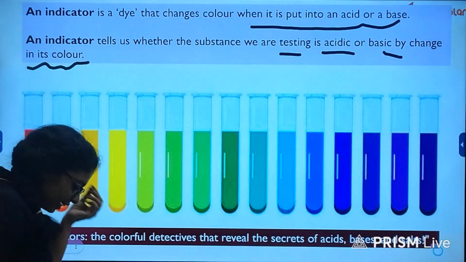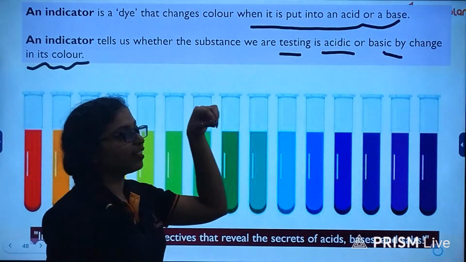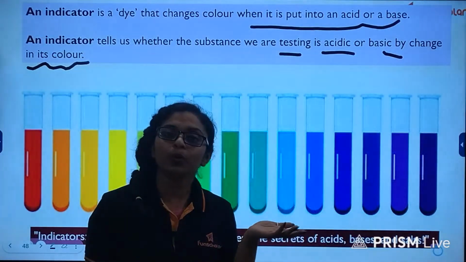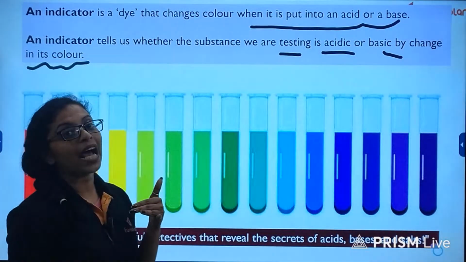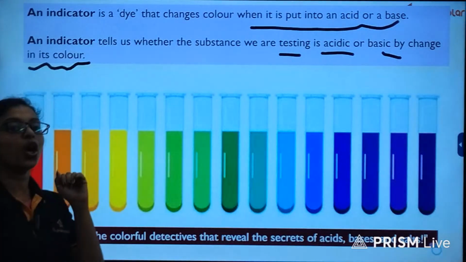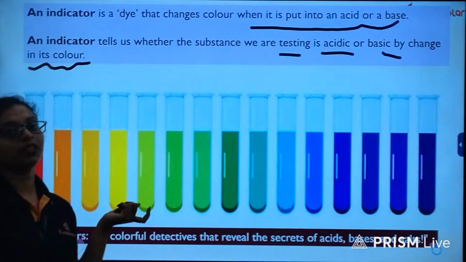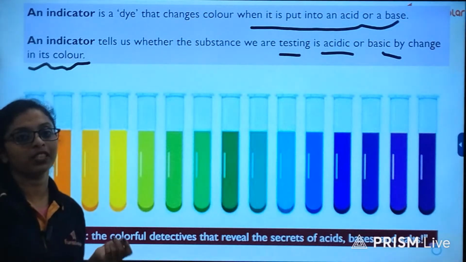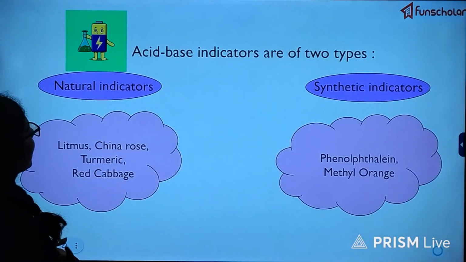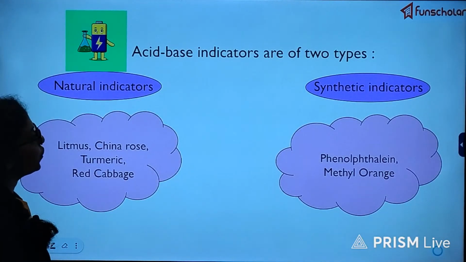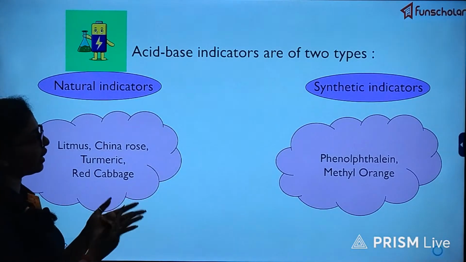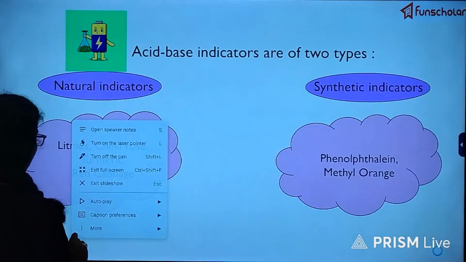So the red litmus paper, when you put it in a basic solution, will change its color. It will become blue. Vice versa for the acidic solution. But it will not change its color if you put it in a neutral substance like pure water, right? So acid-base indicators are of two types. Basically there are natural indicators and then there are synthetic indicators as well.